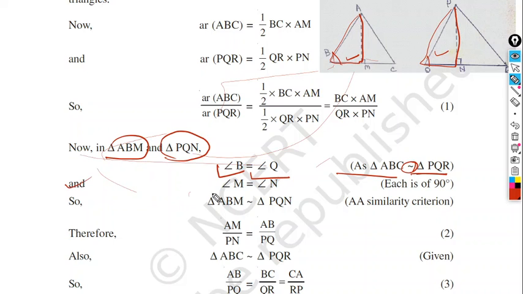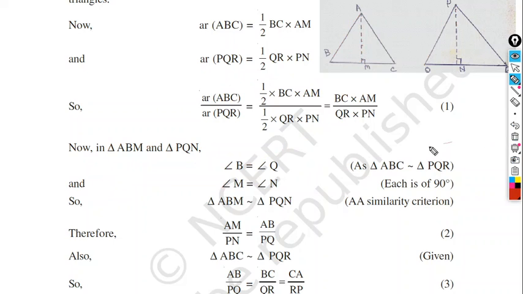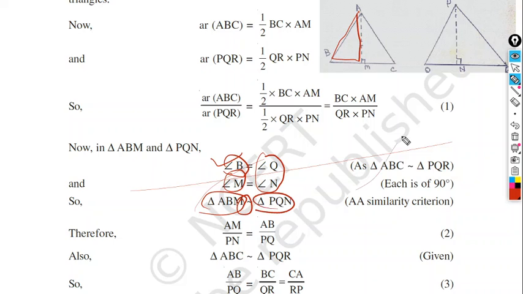And again, angle M will be equal to angle N. Where is angle M? Angle M, this one. Angle M is equal to angle N because AM and PN are the altitudes and these angles are 90 degrees. Each is 90 degrees. Now, therefore, you can see two angles of one triangle are equal to the corresponding two angles of another triangle. Therefore, triangle ABM will be similar to triangle PQN.